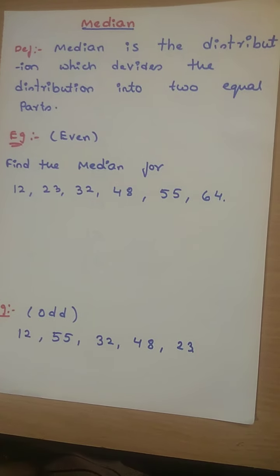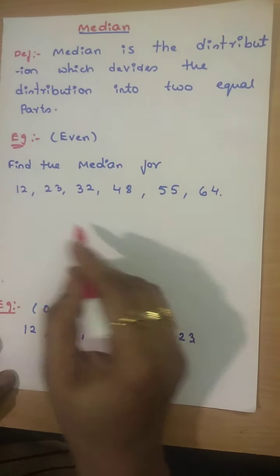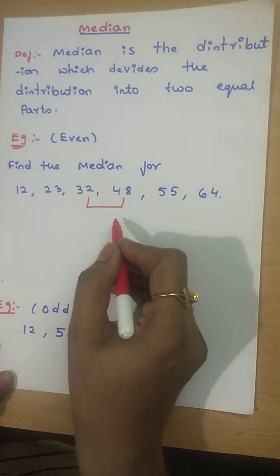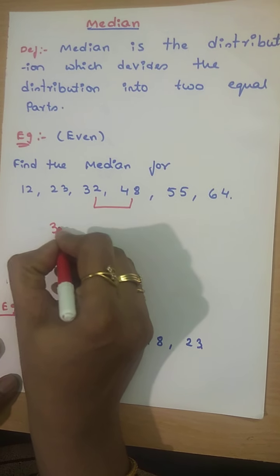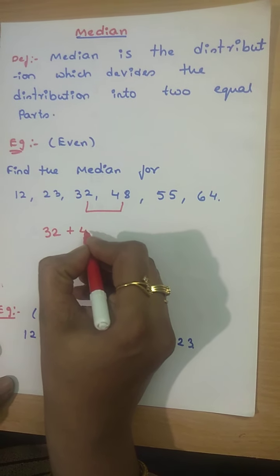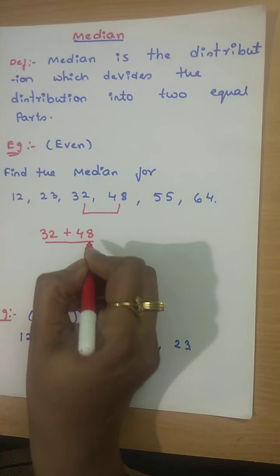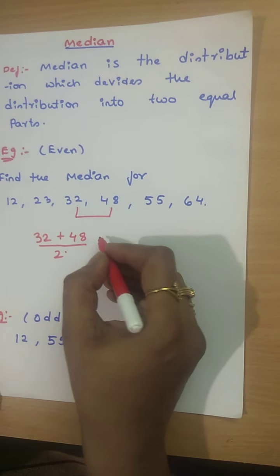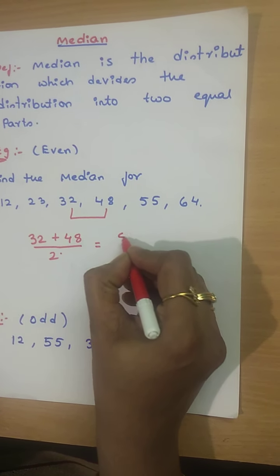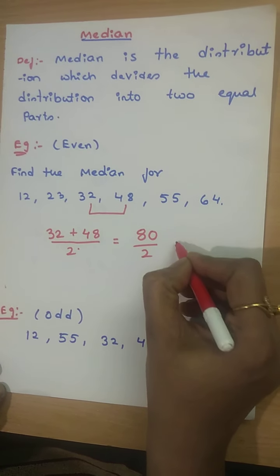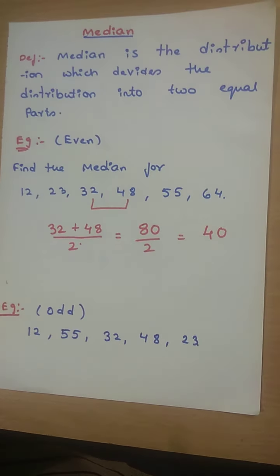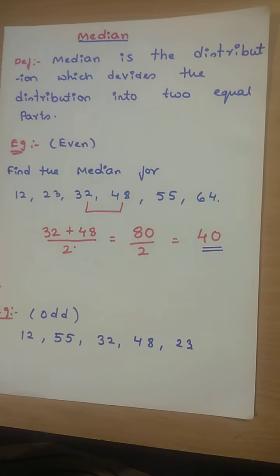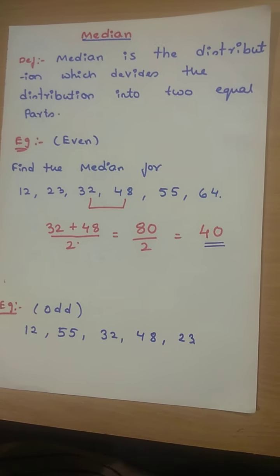For this, the median is the mean of the middle values, plus divided by 2. 32 plus 48 divided by 2, which is equal to 80 divided by 2, which is equal to 40. So the median of the given values is 40. Okay, this is for even numbers.